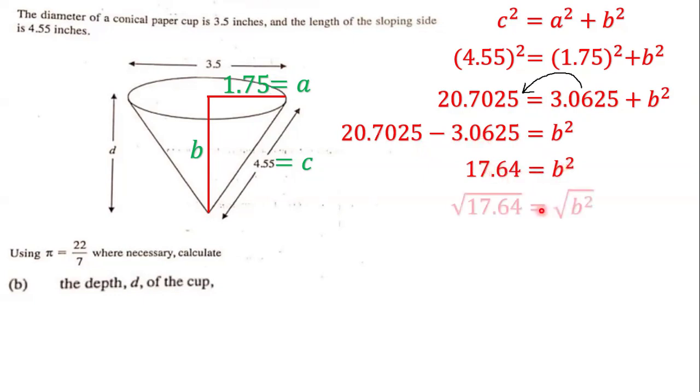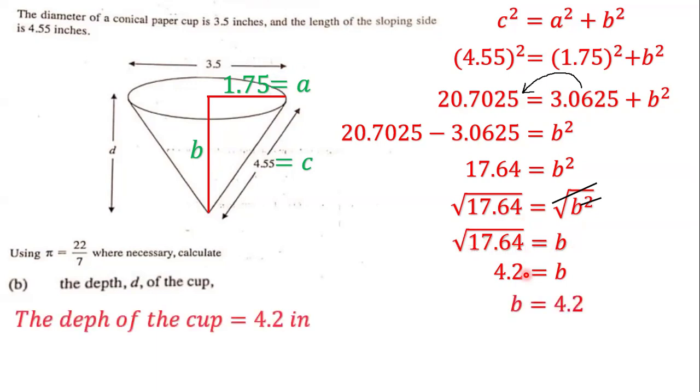We take the square root of both sides, and so this cancels with this. We have that B is equal to the square root of 17.64. All right, next, what is the square root of 17.64? Well, the square root of 17.64 is 4.2. So that means that B is equal to 4.2. So the depth of the cup is equal to 4.2 inches. Okay, let's move on to the next question.